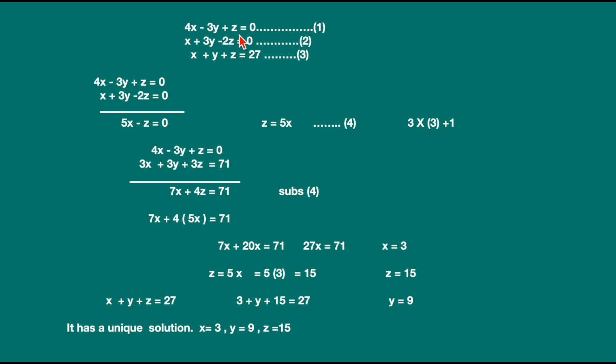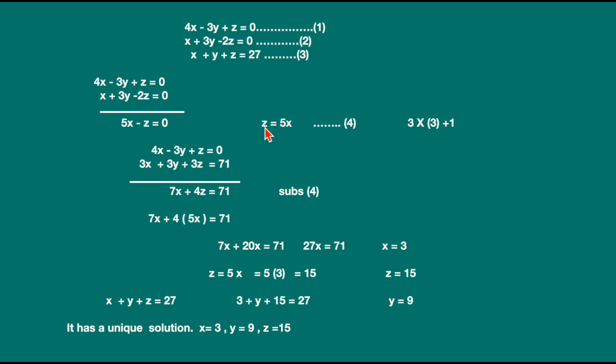Now you can take the first equation and the third equation, and here we are going to eliminate y again. So we have to multiply this by 3. I have multiplied it by 3, then written it down and added. You get 7x plus 4z is equal to 71. Now you have two equations, this and this, in terms of two variables x and z.